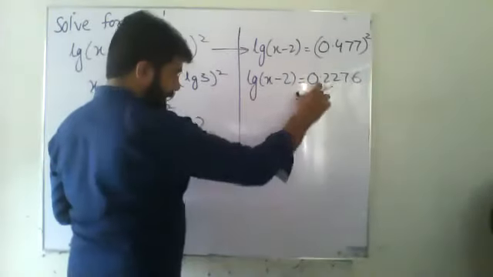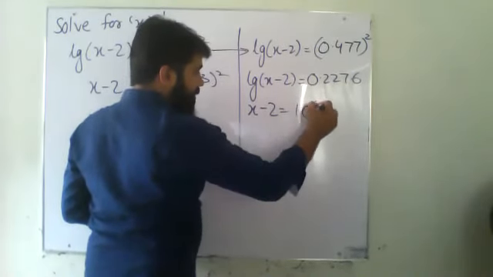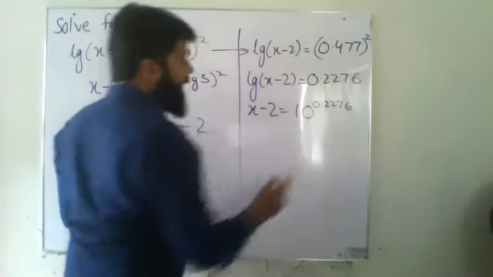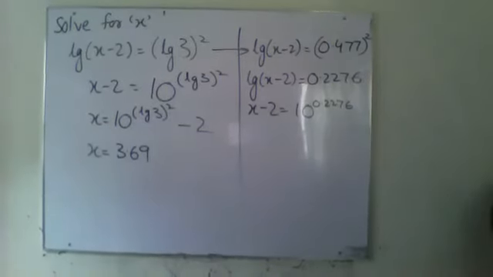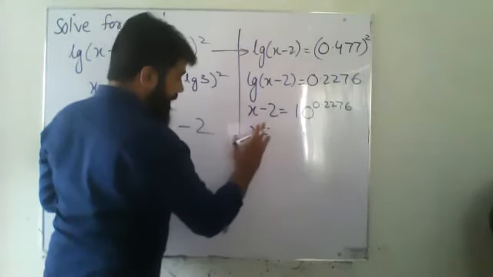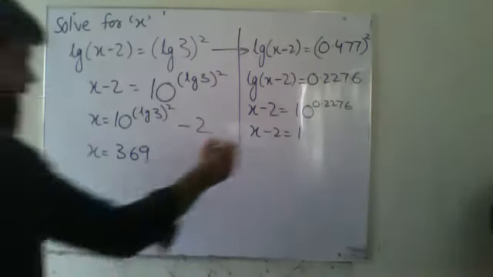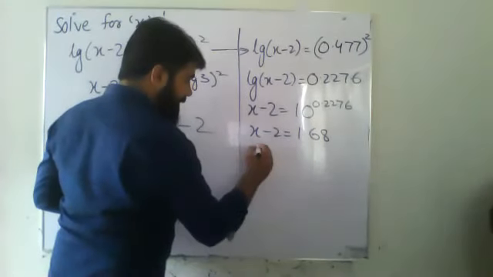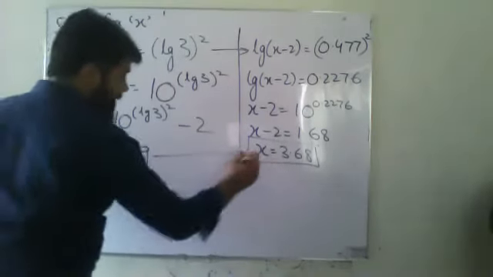After this, I am shifting lg on this side. x - 2 equals to 10 to the power 0.2276. Okay, I'm getting 10 to the power 0.2276. You guys can use calculator for that. And when I will simplify it by the help of calculator, it is coming 1.68. And when I will shift this -2 over there, this will become 3.68, the same value which I have got over here.